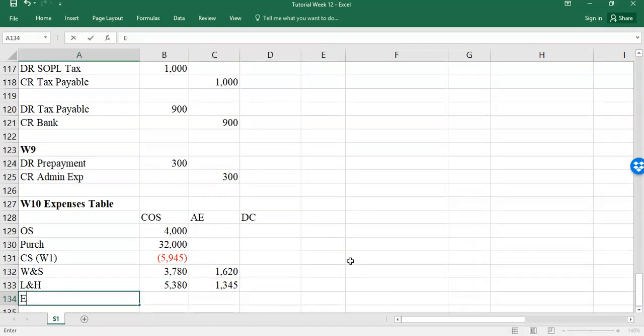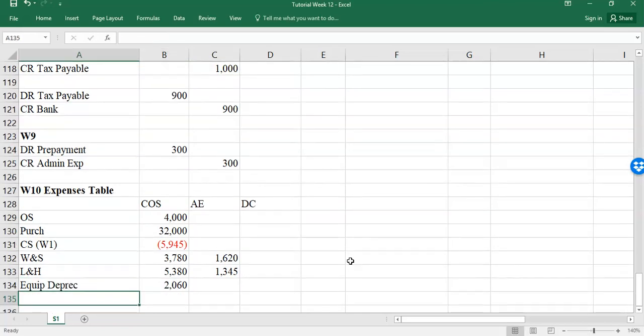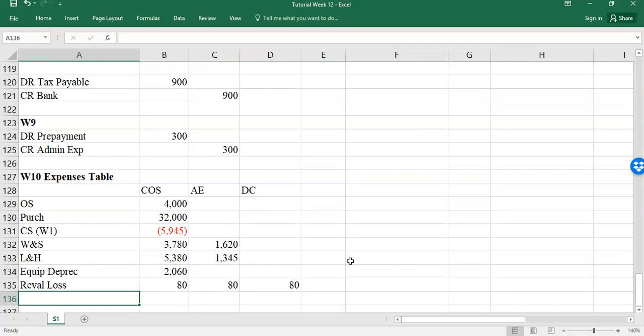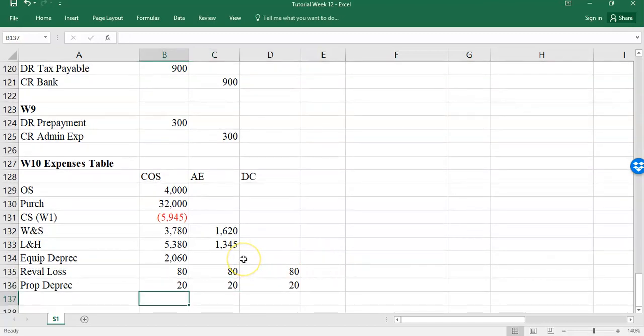So equipment depreciation, 2060. Reval loss is going to split across the 3, 80, 80 and 80. And property depreciation is going to be split across the 3, 20, 20 and 20. So you're just slotting, capturing as many things as you can as you go down along.